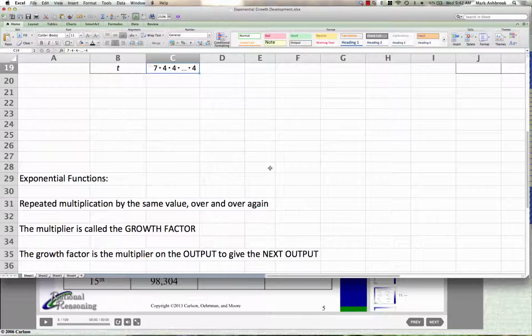Because kind of what's the focus here? The focus is on the number of cells. How is that growing? It's going to grow to get a new number of cells. So it's output to output by the same multiplicative factor, which is called the growth factor.